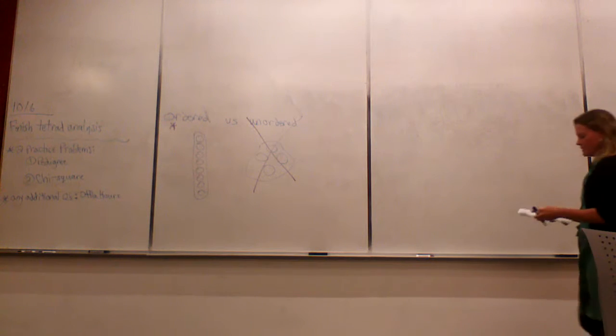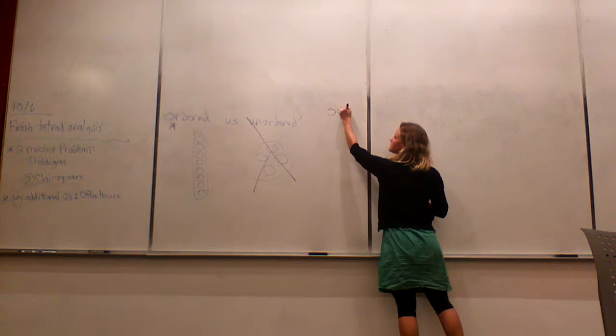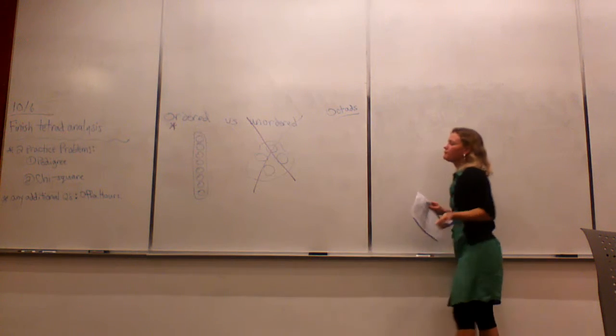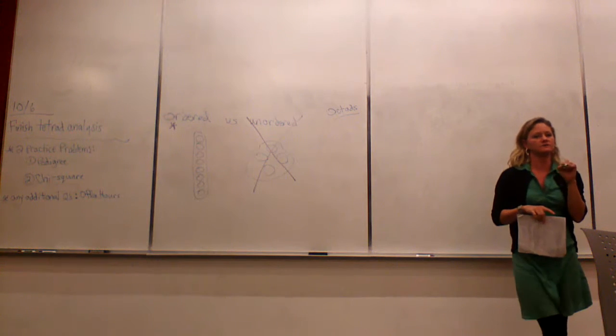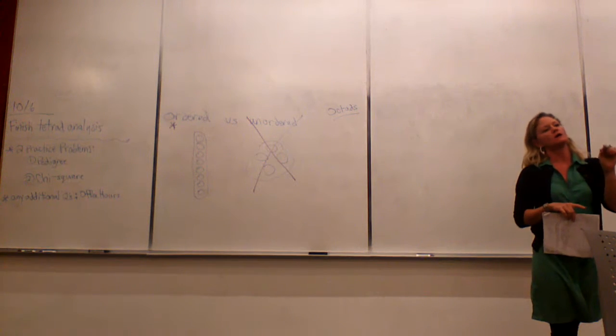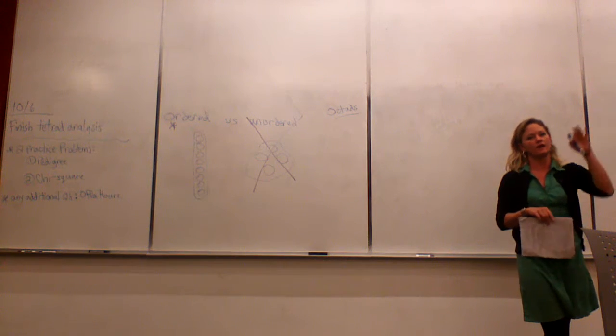So, an example of data that you might see. These are all going to be octads. It's a form of tetrad analysis, but that tetrad, that product of meiosis, remember those 4 spores in the sac, undergo mitosis and get a copy. So you have an exact copy of each other. So now we have 8.